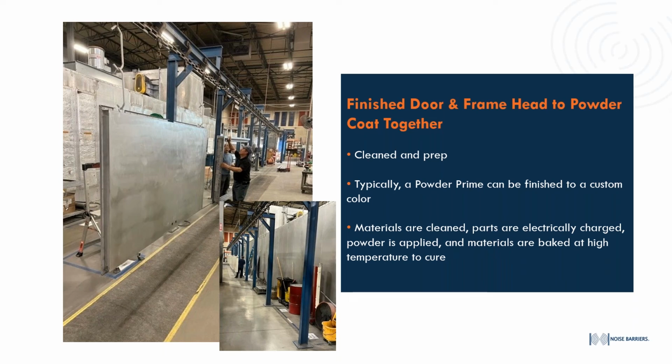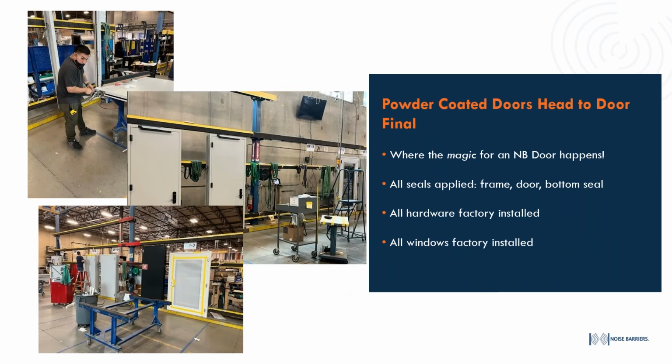Many of you may be familiar with powder coating a particular color, an RAL color. It could be done, and it would be done right here at this stage. When it comes off the powder line, it heads right over to what's called door final. Every noise barriers door is hung in door final.